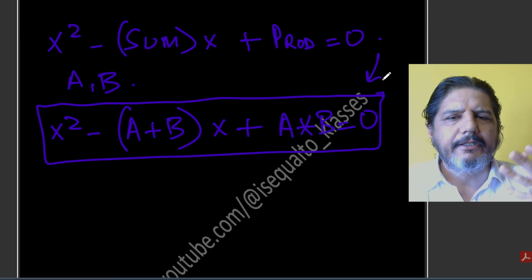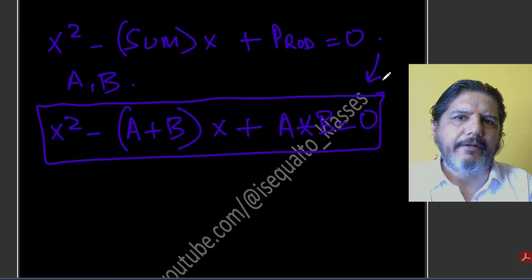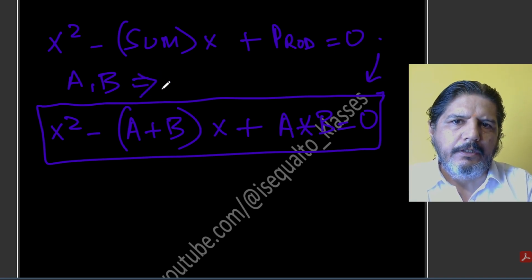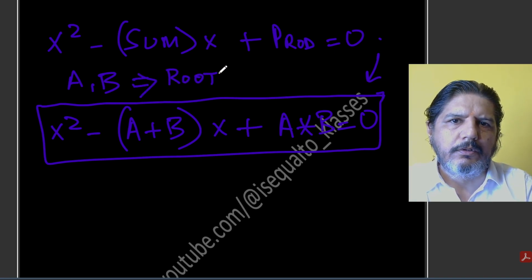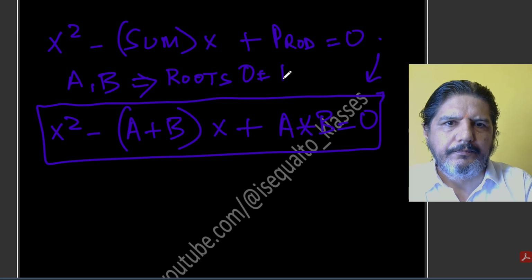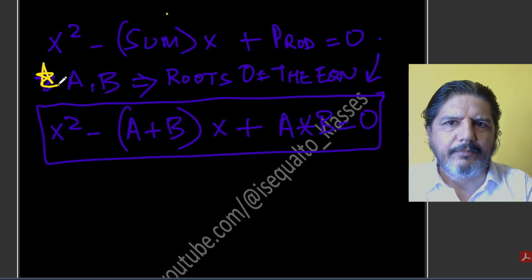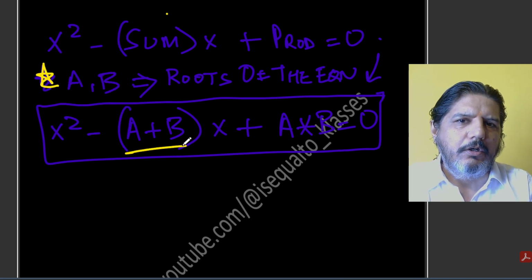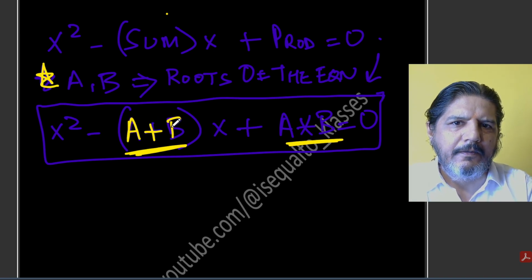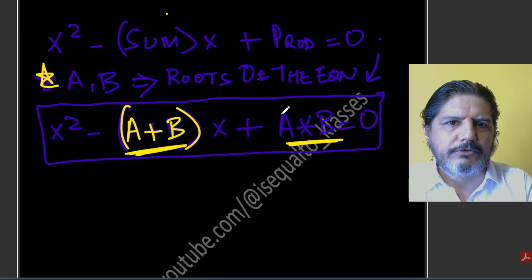But then what are the conditions for a and b? How do we find a and b? How do we find the roots of the equation? For finding a and b, they have given us a few conditions, and these conditions will help us formulate this equation. They will help us find a plus b and find a cross b.